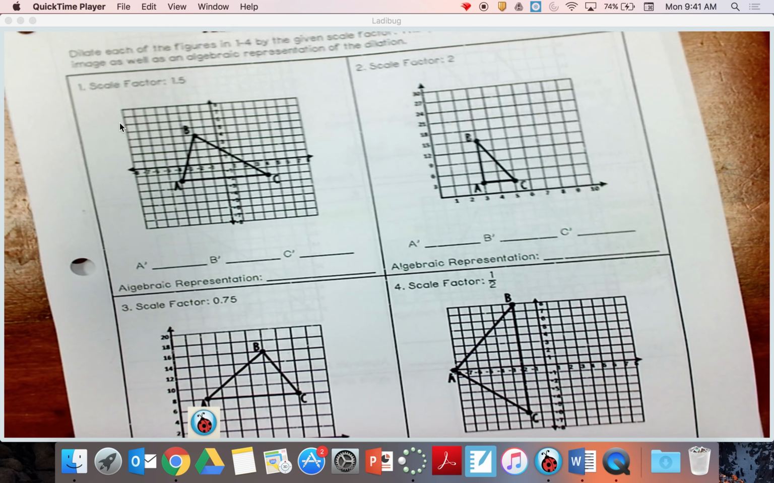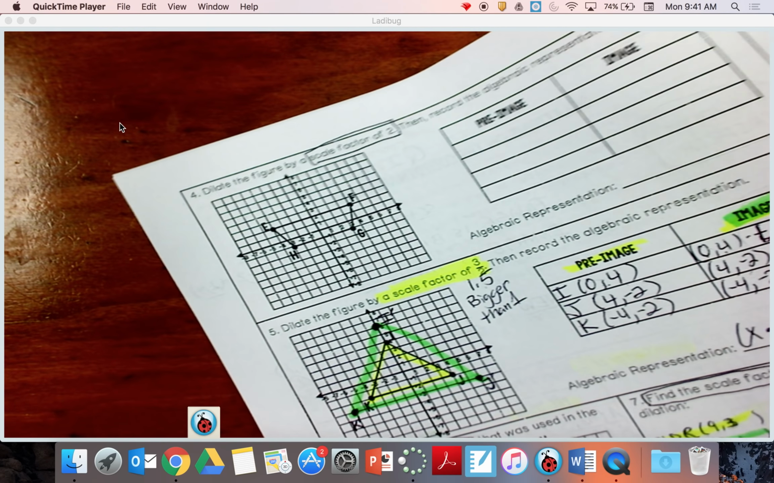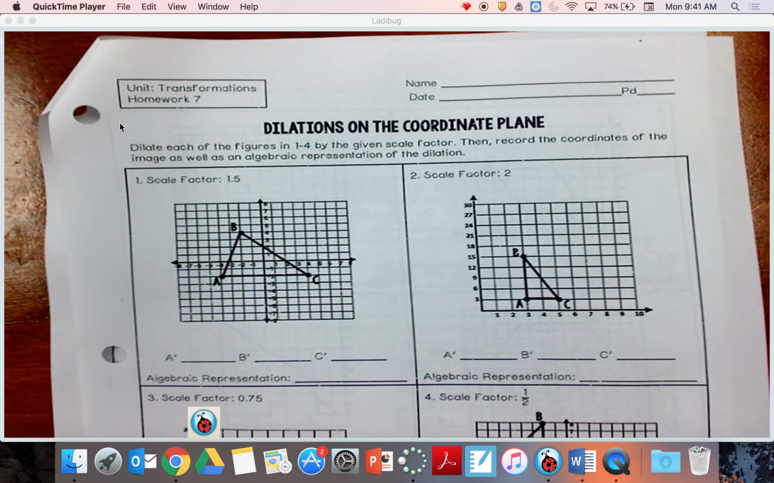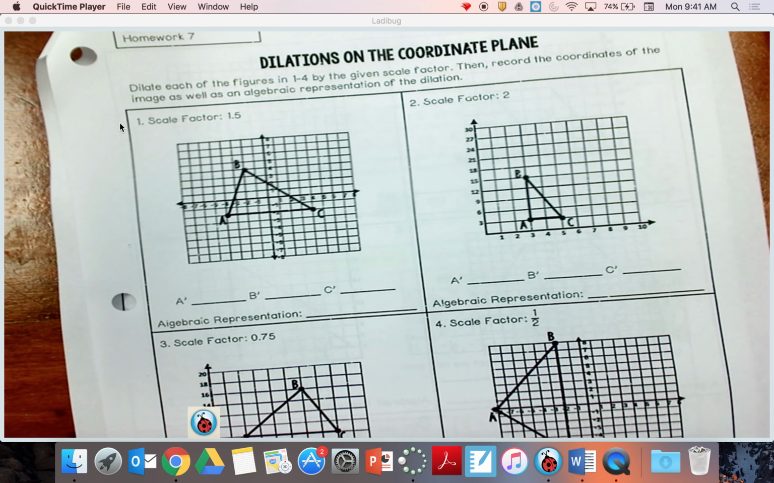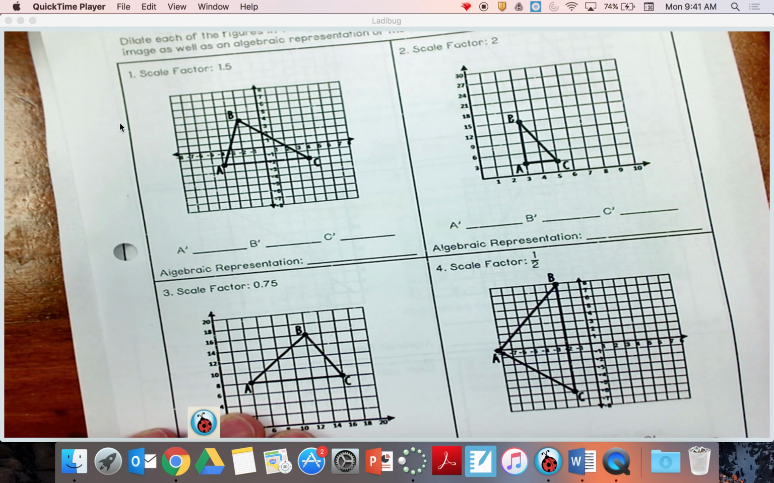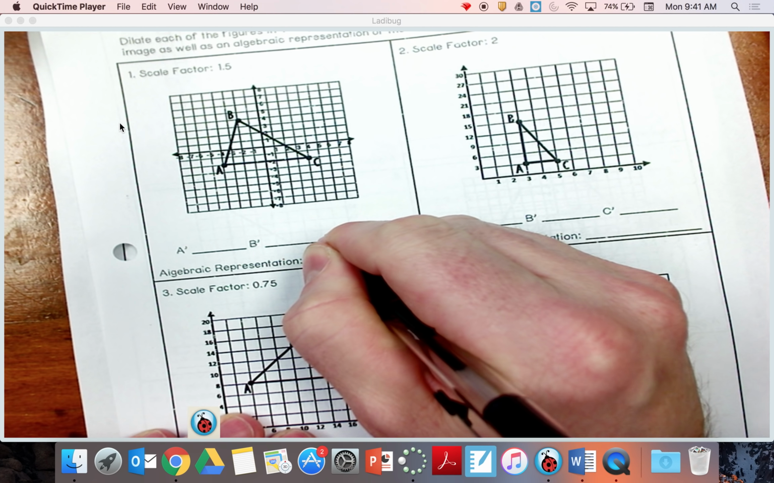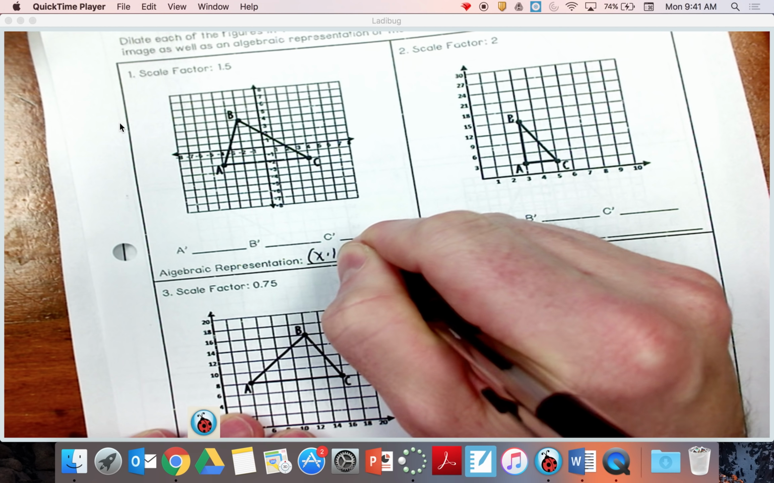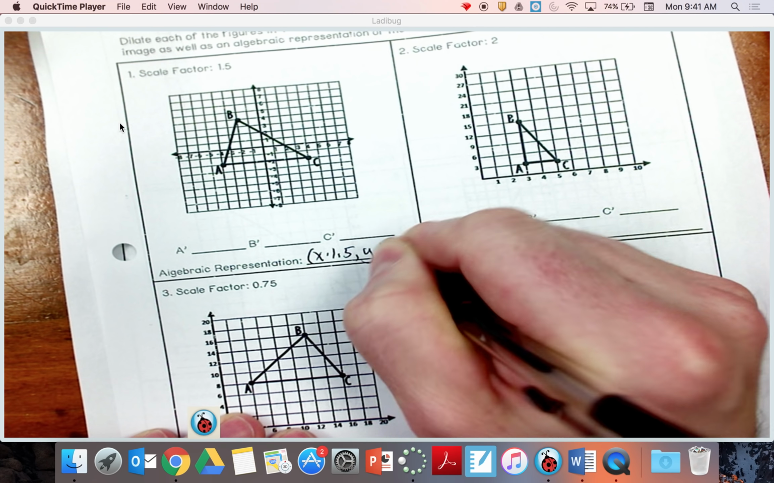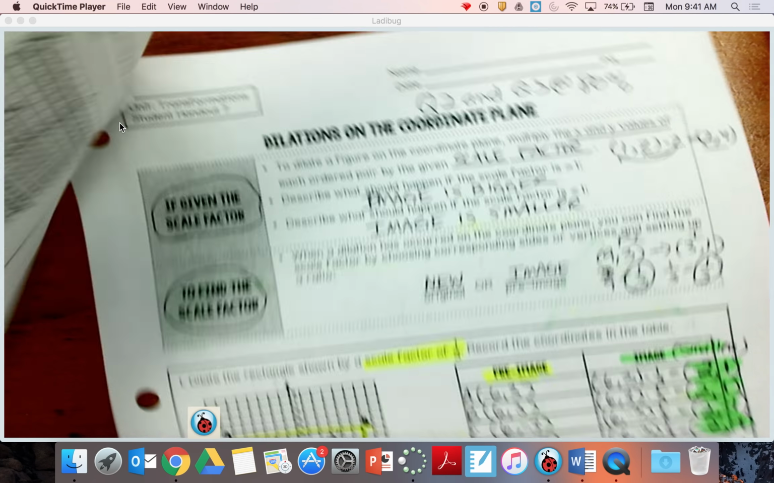Okay, so you've got a couple of questions here that are going to help you. 1, 2, 3, and 4 are just like the 2 examples, 1 and 5 that we did. Make sure you list your pairs and multiply them by that. You can represent this by just showing me what you multiplied by, right? You should say, oh, x is going to be multiplied by 1.5, and y is going to be multiplied by 1.5, and that's how we show it.